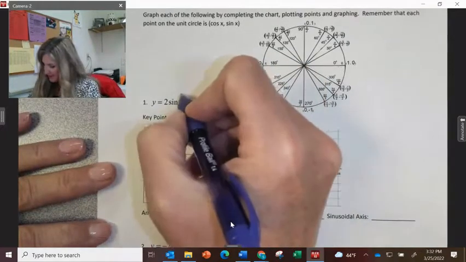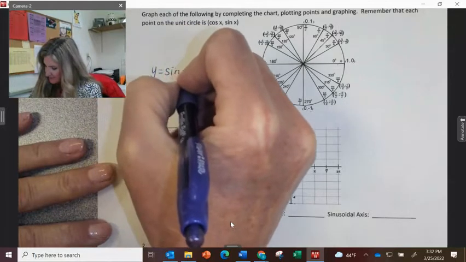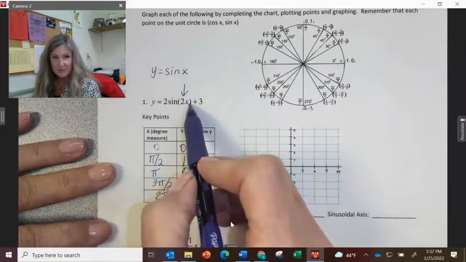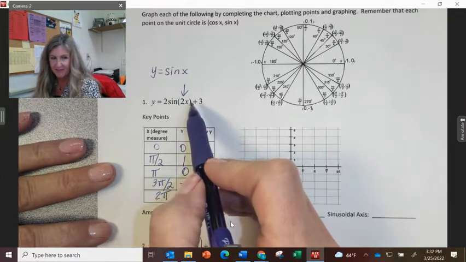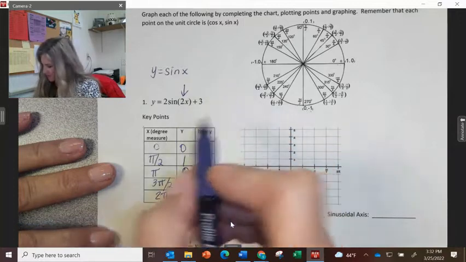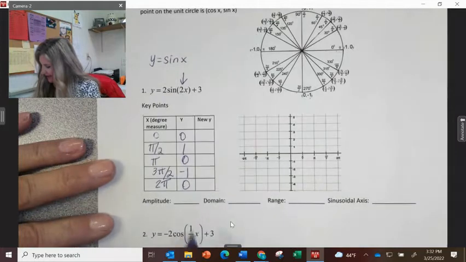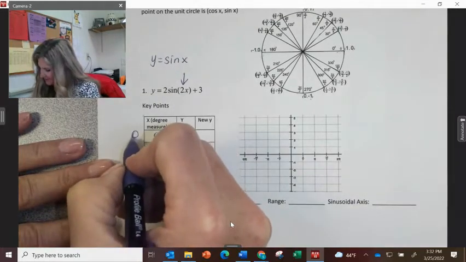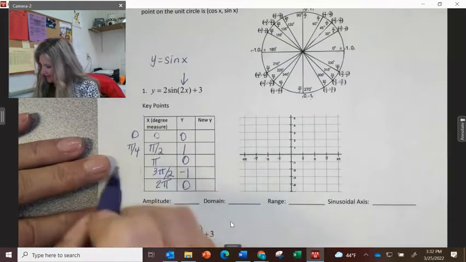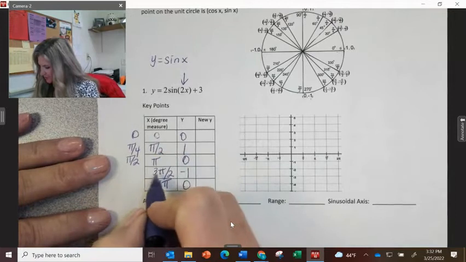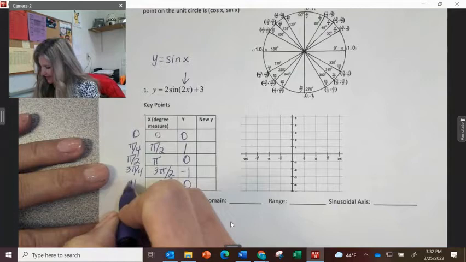Now we want to look right here. Normally we have just y equals sine x. And when the x gets replaced with 2x, that's going to be a horizontal shrink by a factor of 1/2. So because that's a 2, I'm now going to have to multiply all of my x's by 1/2. So 0 times 1/2 is 0. Pi over 2 times 1/2 is pi over 4. Pi times 1/2 is pi over 2. 3 pi over 2 times 1/2 is 3 pi over 4. 2 pi times 1/2 is pi.